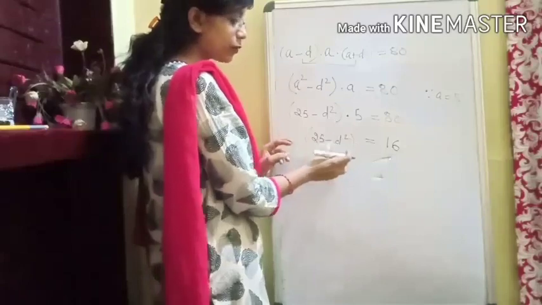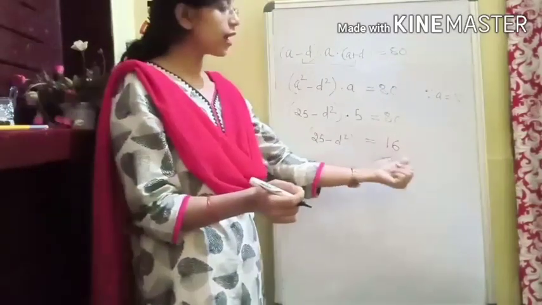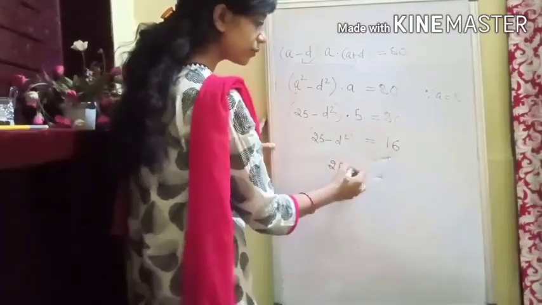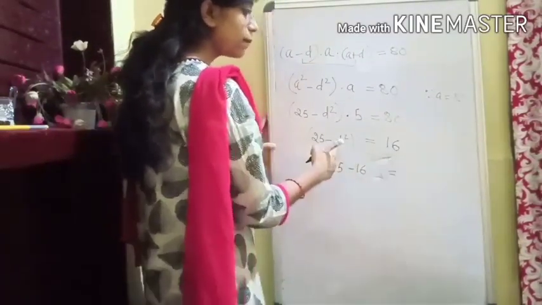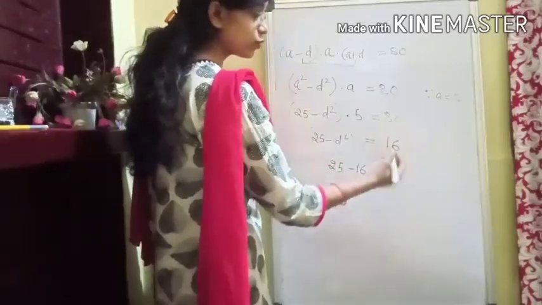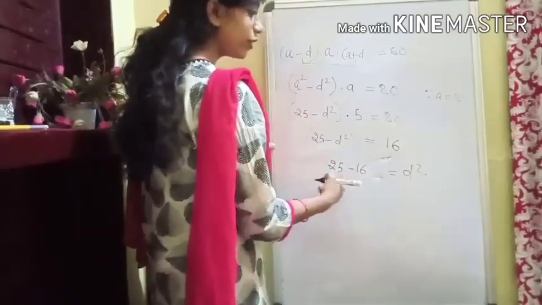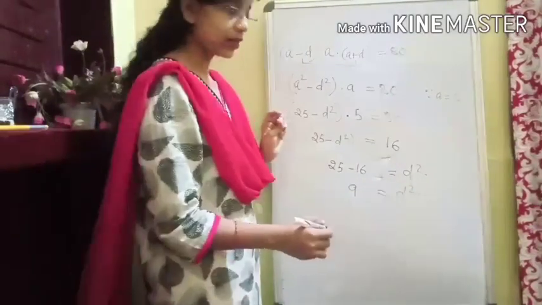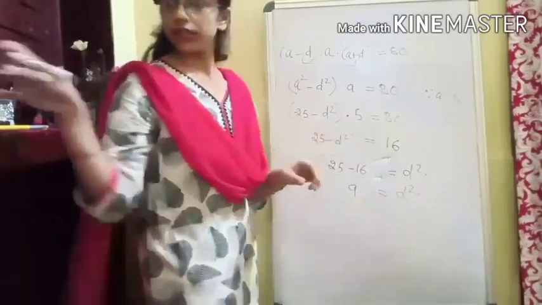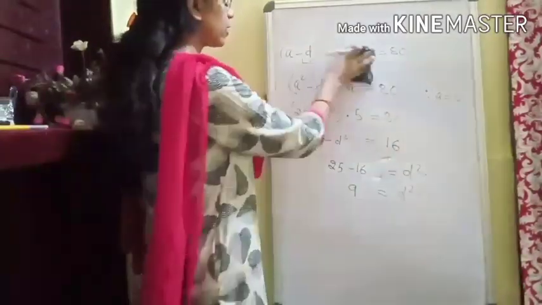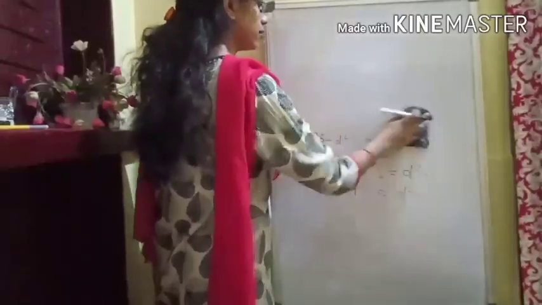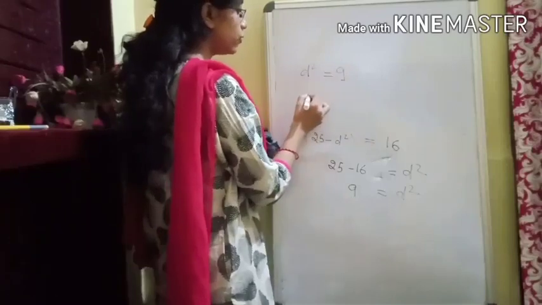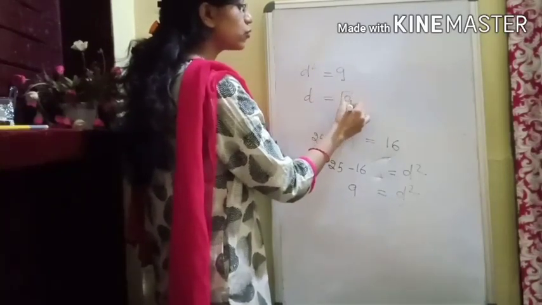So it's simple, I am going to take this minus d square to that side and I am going to bring 16 to this side. So that means 25 minus 16 will come here, equals d square when it goes to that side. 25 minus 16 will give you 9 equals d square. Is it okay? And now when you calculate the value of d, you have d square equals 9. When you calculate the value of d, it will be root of 9.